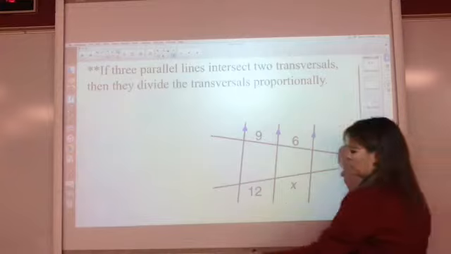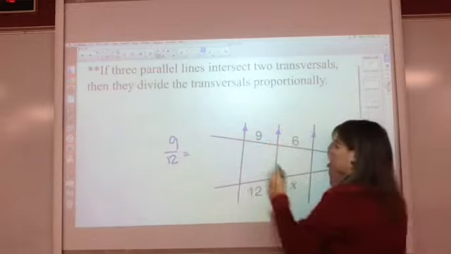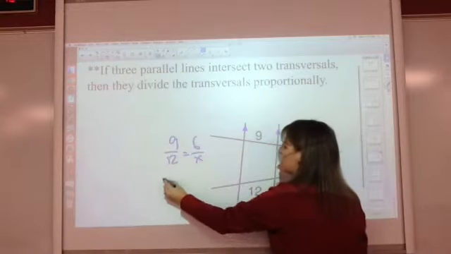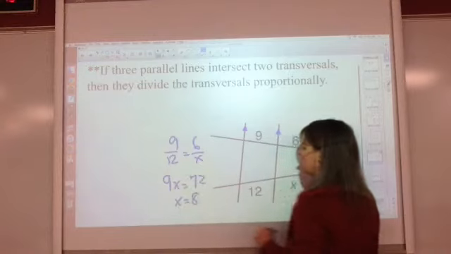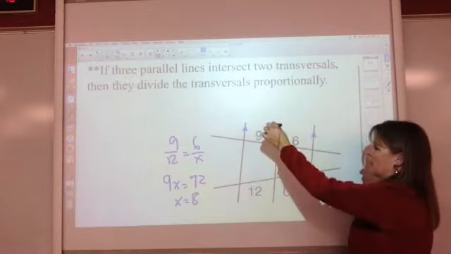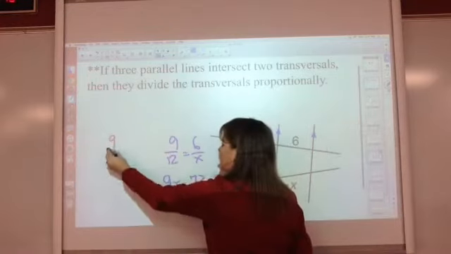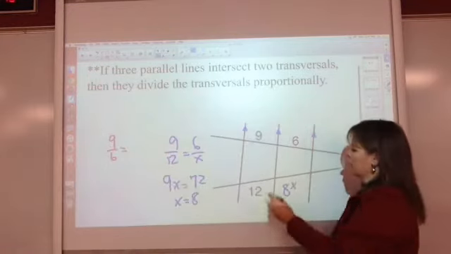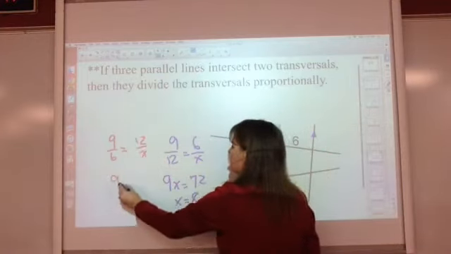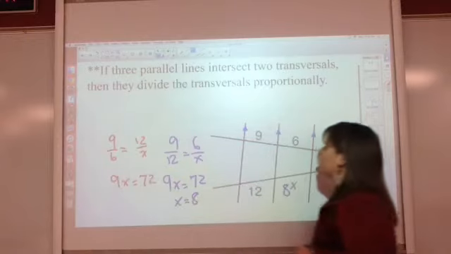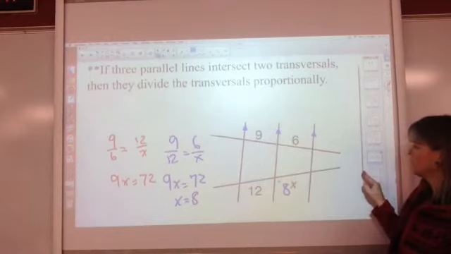It cuts it proportionally. 9 over 12 equals 6 over x. Cross multiply, 9x equals 72, x equals 8. I went top, bottom, top, bottom. You could have gone left, right, 9 over 6, and left, right, 12 over x. Cross multiply, you still would have gotten 9x equals 72. Again with the consistency. Top, bottom, or do you want to go left, right, left, right? Proportions work both ways.